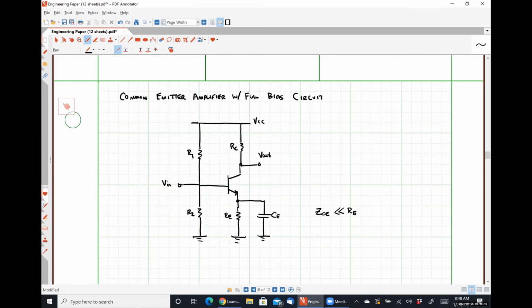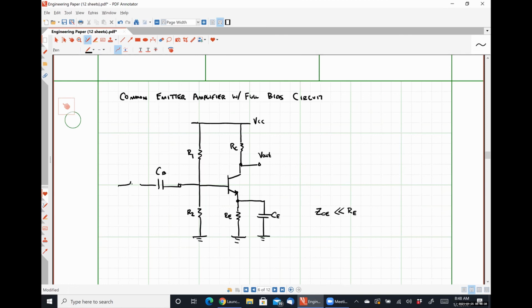Another couple of things that we might do is, instead of just having that purely there, we might put a capacitor here.